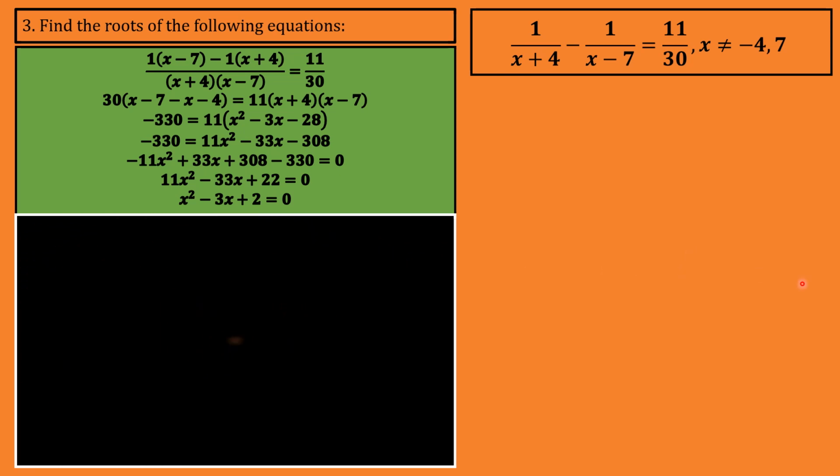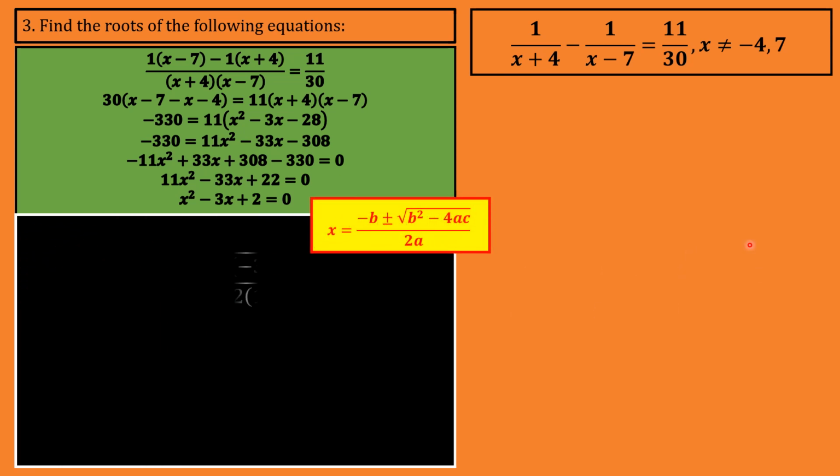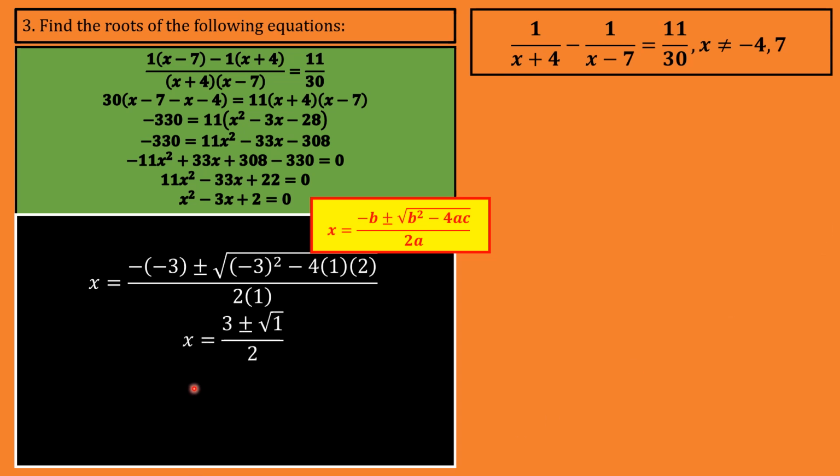So first apply the quadratic formula for this. x is equal to minus b, that is minus of minus 3, plus minus under root minus 3 square minus 4 into 1 into 2, upon 2a, that is 2 into 1. On simplification, we get 3 plus minus under root 1 upon 2. Under root 1 is 1. So x is equal to 3 plus 1 upon 2 or 3 minus 1 upon 2, that is 4 upon 2 or 2 upon 2. That is, 4 upon 2 gives us 2, 2 upon 2 gives us 1. x is equal to 2 or x is equal to 1.